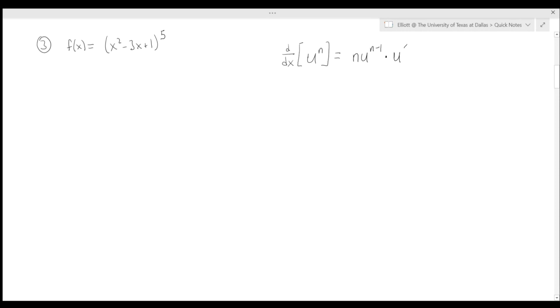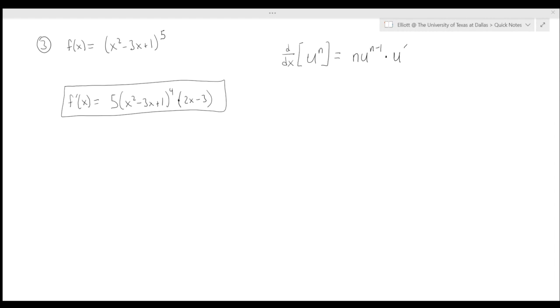All right, so in this case, if I try to apply this rule to this problem to get the derivative, I'll bring the exponent out front and decrease it by 1. But now I've got a chain rule, which tells me I have to multiply by the derivative of the inside. And so here the derivative of the inside is going to be 2x minus 3. All right, and so then this would be our final answer for the derivative.